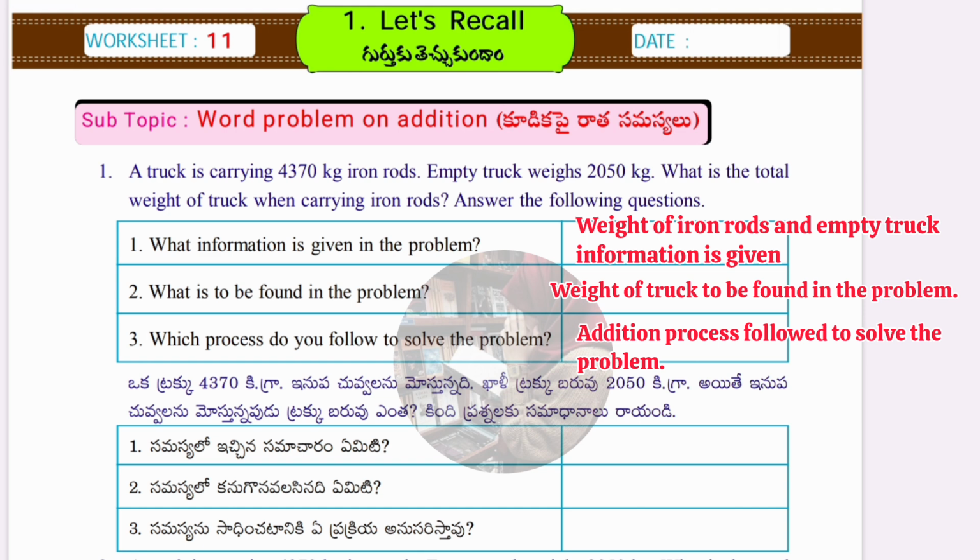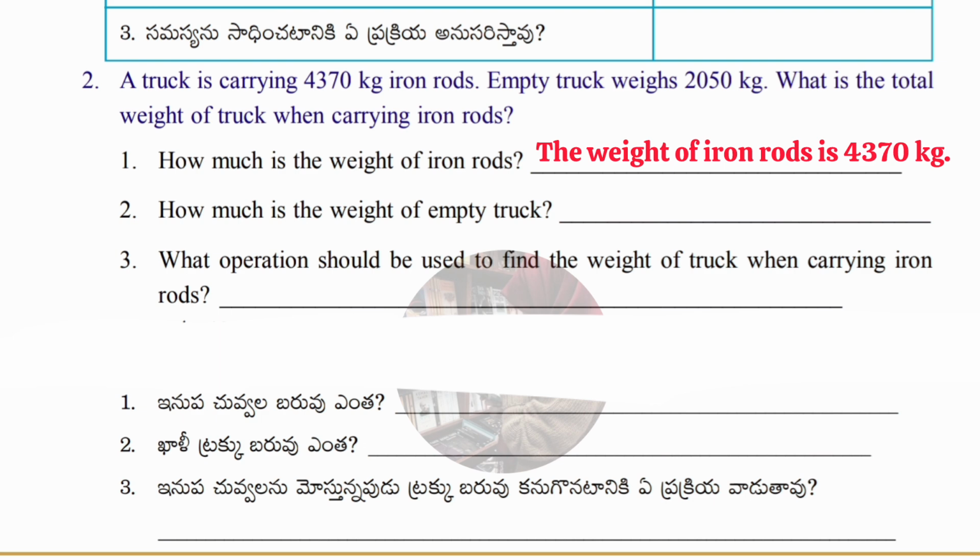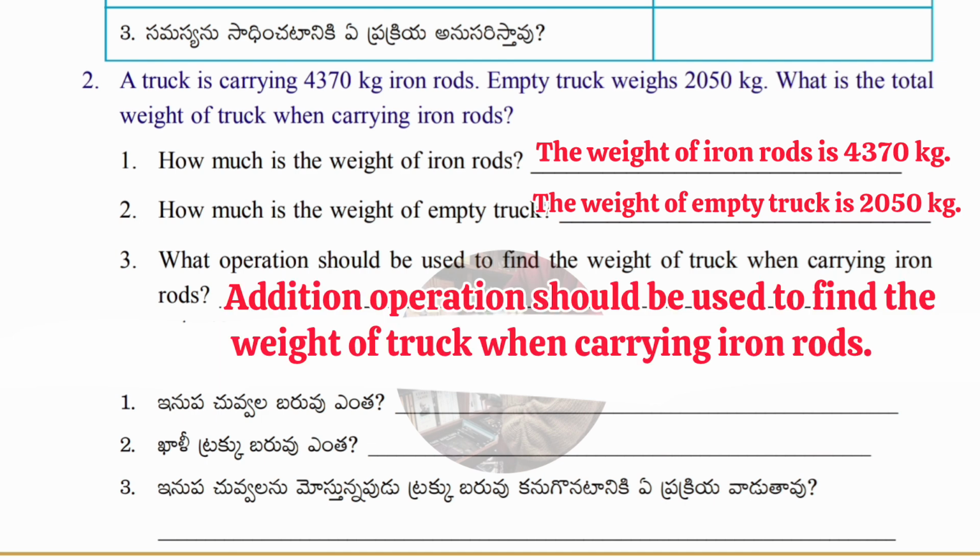Okay, let's see the second question, which is, a truck is carrying 4370 kg iron rod. Same question. Okay, here let's solve the given questions. How much is the weight of the iron rods? The weight of the iron rods is 4370 kg. How much is the weight of empty truck? The weight of empty truck is 2050 kg.